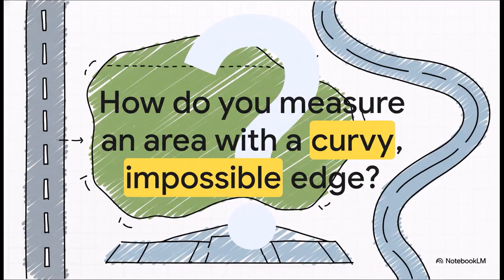So, picture this. You've got a piece of land. One side is a perfectly straight road, but the other side is a winding, twisting river. How in the world do you calculate its exact area? Now, this is exactly the kind of problem that calculus was invented to solve. But sometimes even calculus needs a little help.